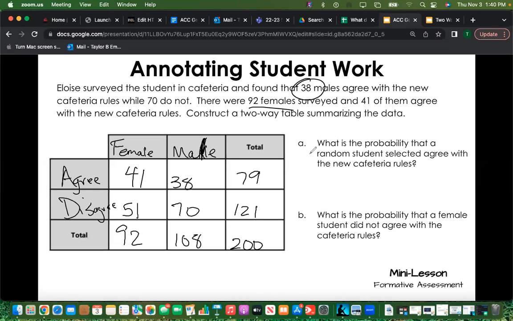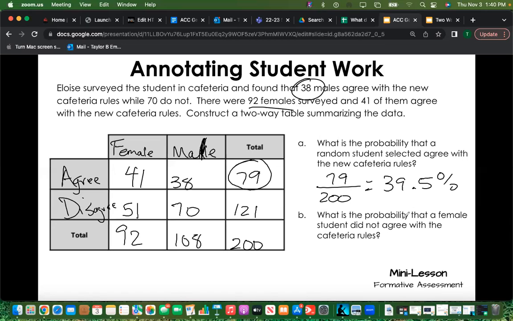Part A, what is the probability that a random student selected agrees with the new cafeteria rules? So how many people in total agreed? 79. How many are there in total? So we're going to do 79 divided by 200. That should be 39.5%.